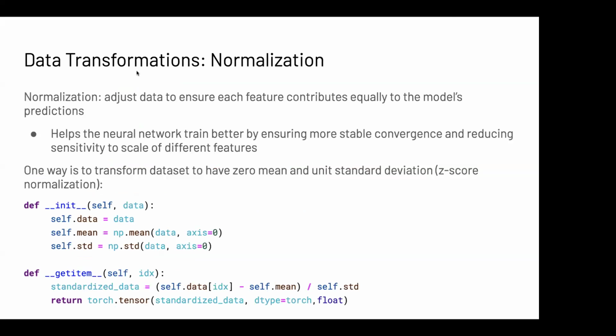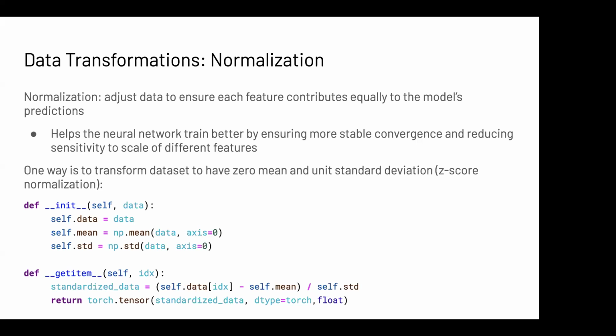So the first thing, normalization. The goal here is to adjust the data to ensure that each feature contributes equally to the model's predictions. Often, say you have 3 features. One feature is super high in scale, like 1 million, and the 2 other features are like 0.5 and 0.8.